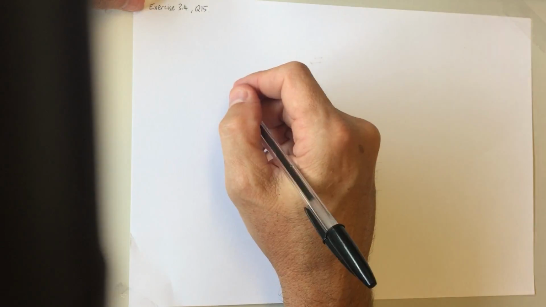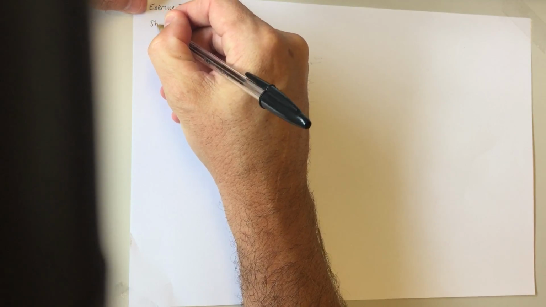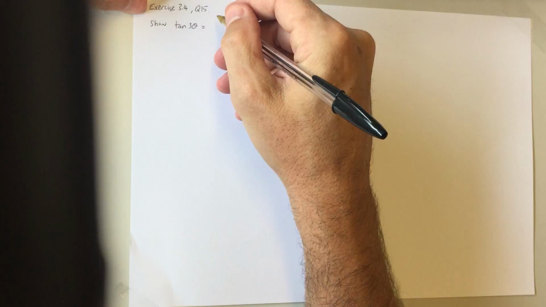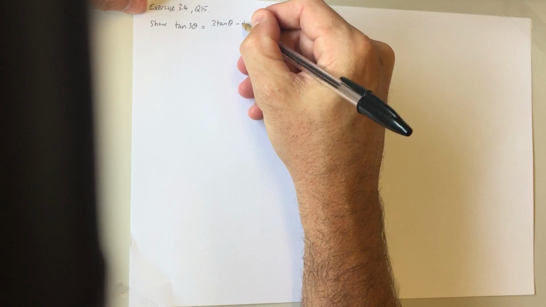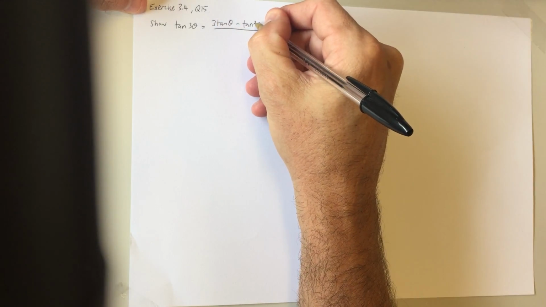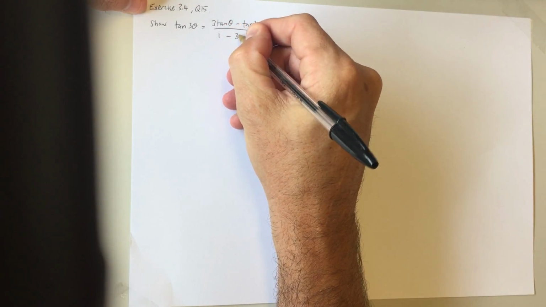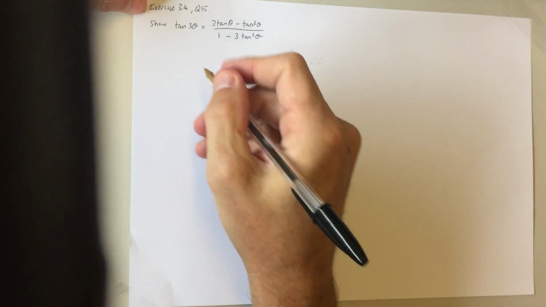Alright, this question is from exercise 3.4, question 15. It's to show that tan 3 theta is equal to 3 tan theta minus tan cubed theta. Alright, so start with the left hand side.